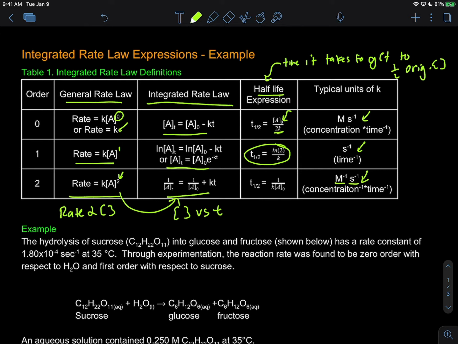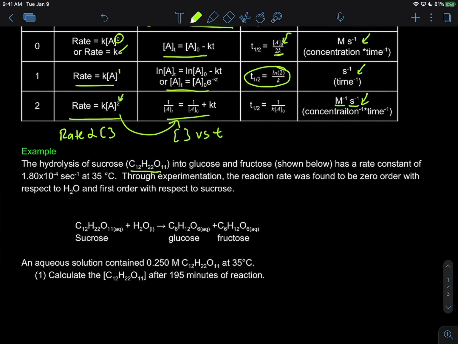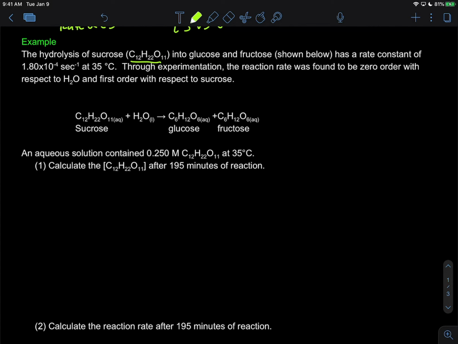Our example is that the hydrolysis of sucrose into glucose and fructose, so we have our reaction here, has a rate constant of 1.8 times 10 to the negative fourth inverse seconds. So let's go ahead and write that over here. 1.8 times 10 to the negative fourth inverse seconds at 35 degrees Celsius. Again, reminding us that that rate constant is temperature dependent.